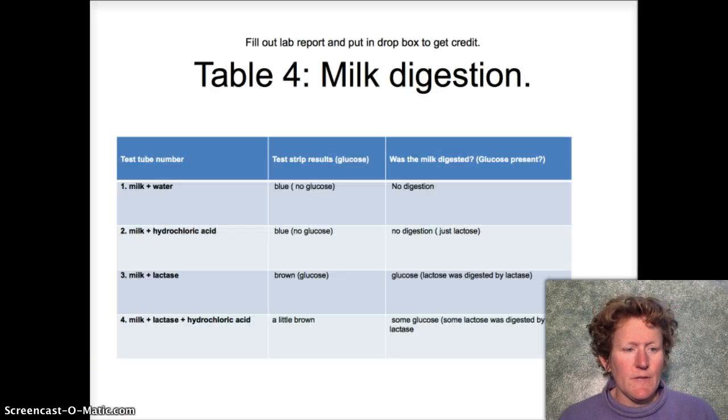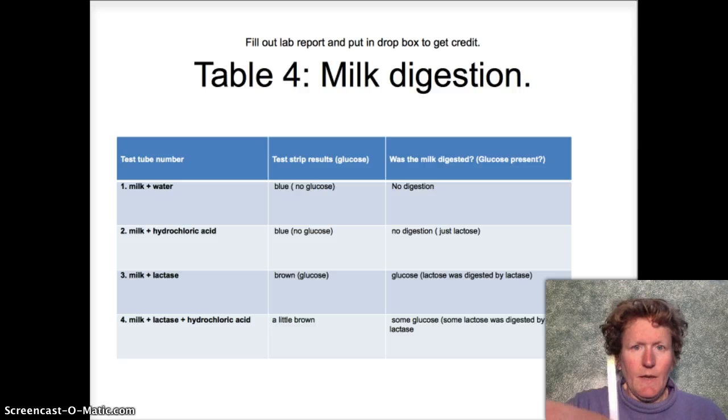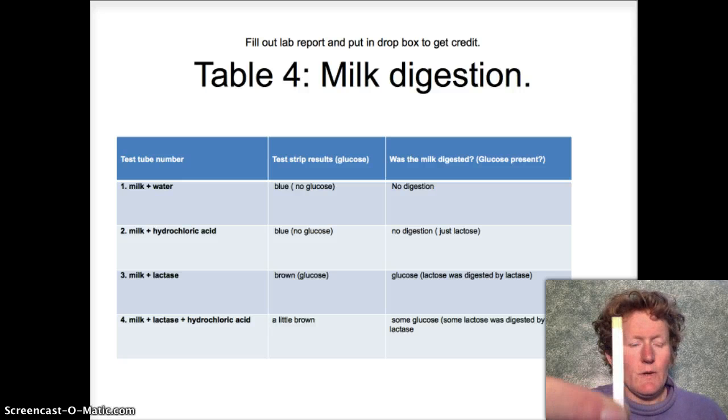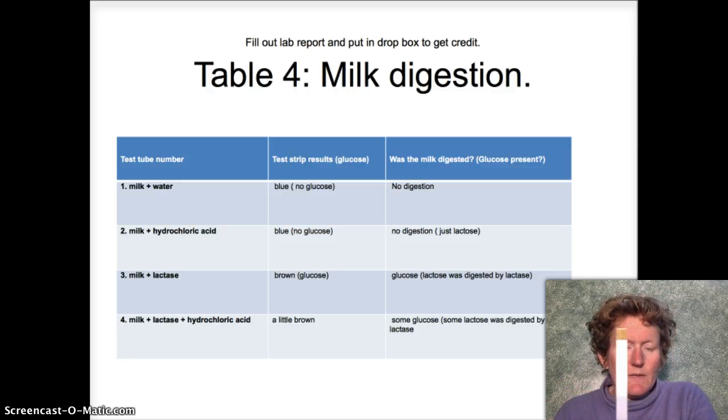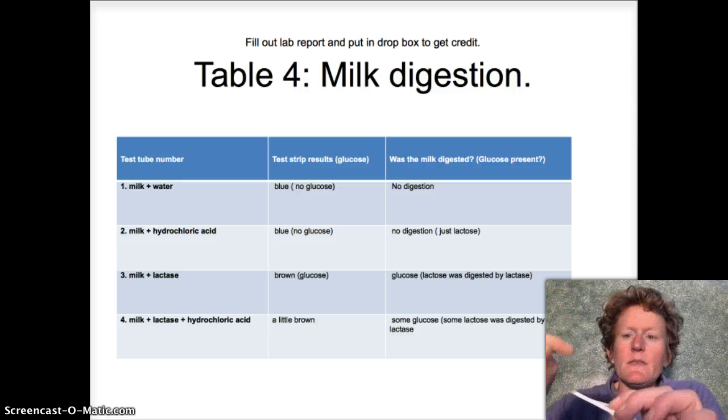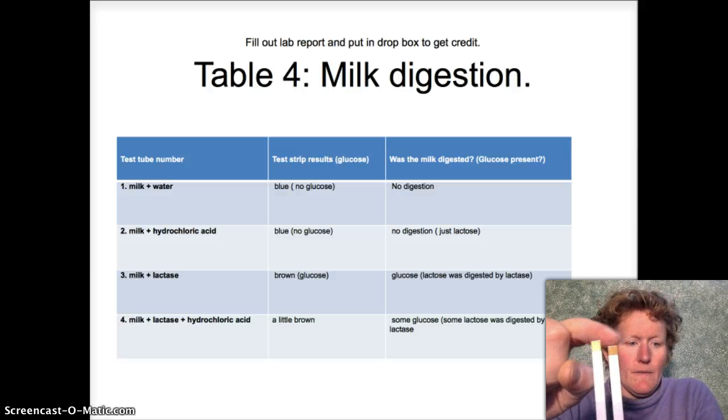Let's recap the results of the milk digestion. This is a glucose strip that shows no glucose detection. It's kind of bluish. This is a glucose strip that shows glucose detection. It's kind of brownish. Here they are together. This brown one here shows that glucose is present.